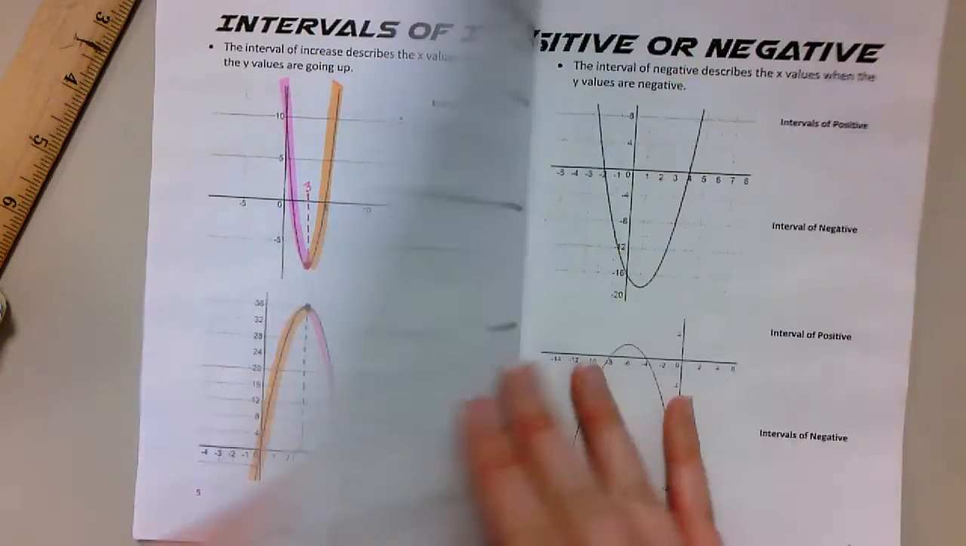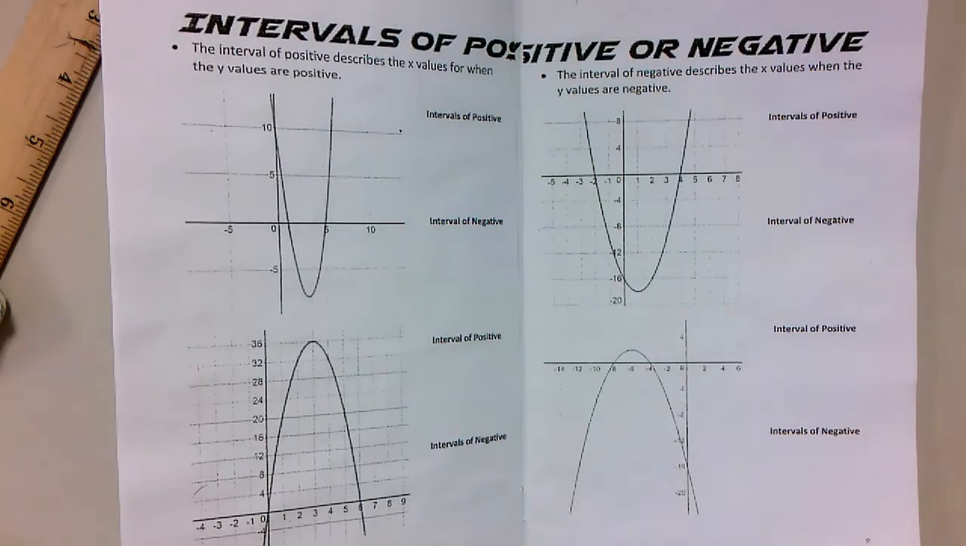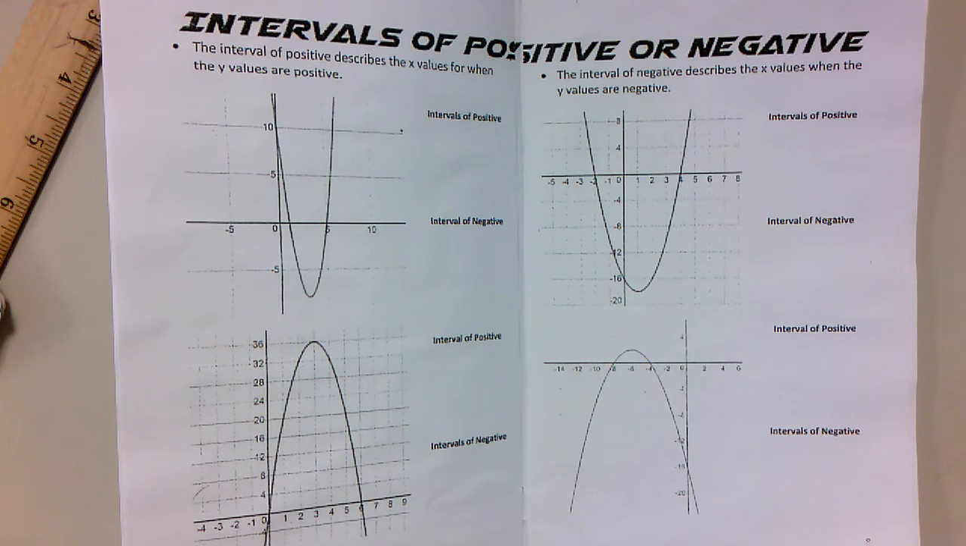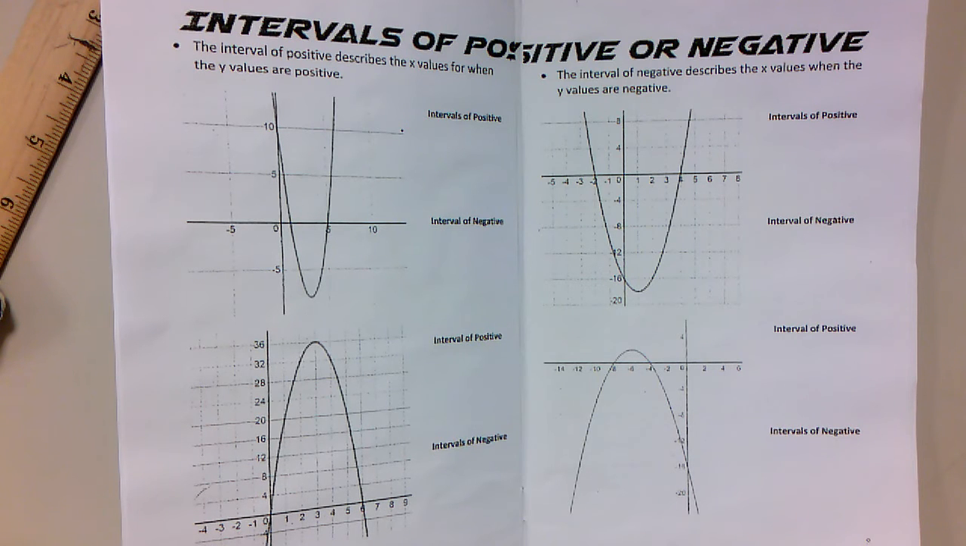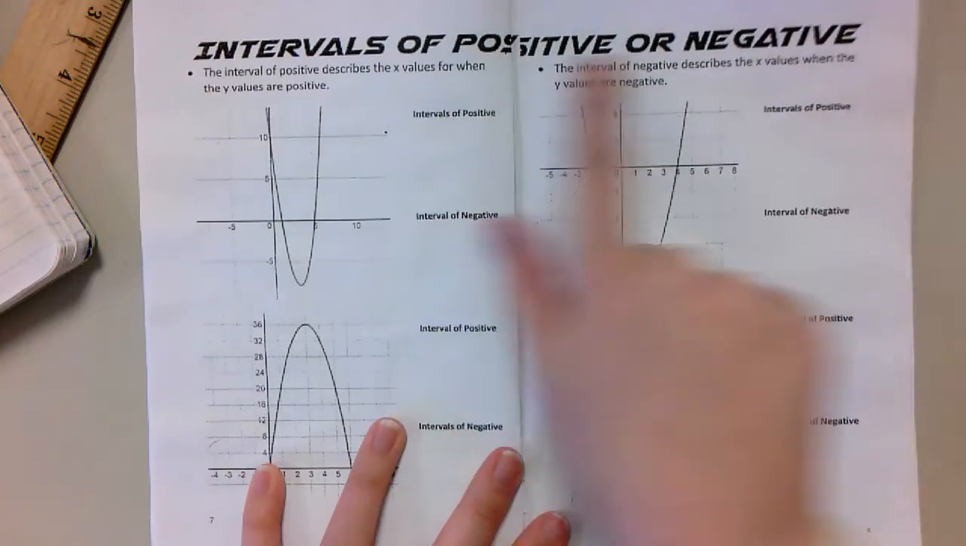And then the second thing that I wanted to talk about today is intervals of positive and negative. A little bit different than what we just did a second ago with increasing and decreasing. Positive and negative is talking about x values when your y values are positive, and then x values when your y values are negative. So it cuts your graph in half in a different way. And I don't want us to get lost or confused on this either. So let's move slowly. Intervals of positive or negative.